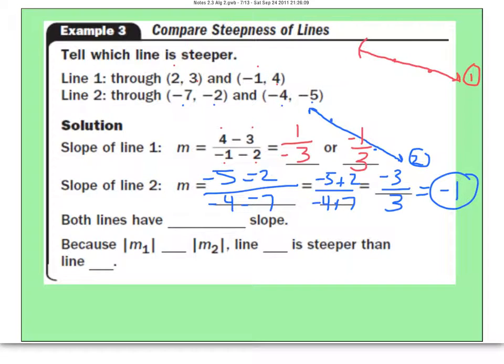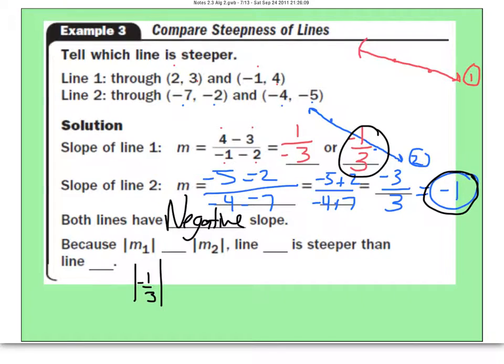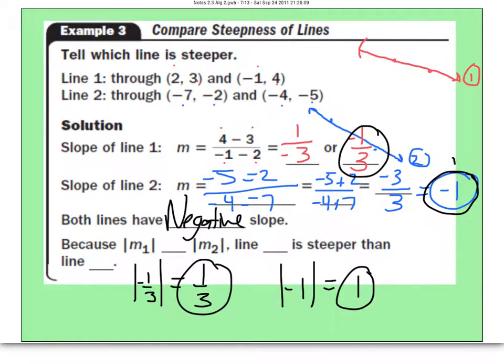Now what you're going to do is compare the slopes. Both lines here have a negative slope, so they're both going downhill, and you can see that, and the math shows the answer is negative. So what you have to do is look at just the absolute value of it. So you're going to compare which is bigger. Is the absolute value of negative 1/3, which just means make it positive, 1/3 bigger, or when you take the absolute value of negative 1, is the number 1 bigger? The number 1 is bigger, therefore line 2 is steeper than line 1.